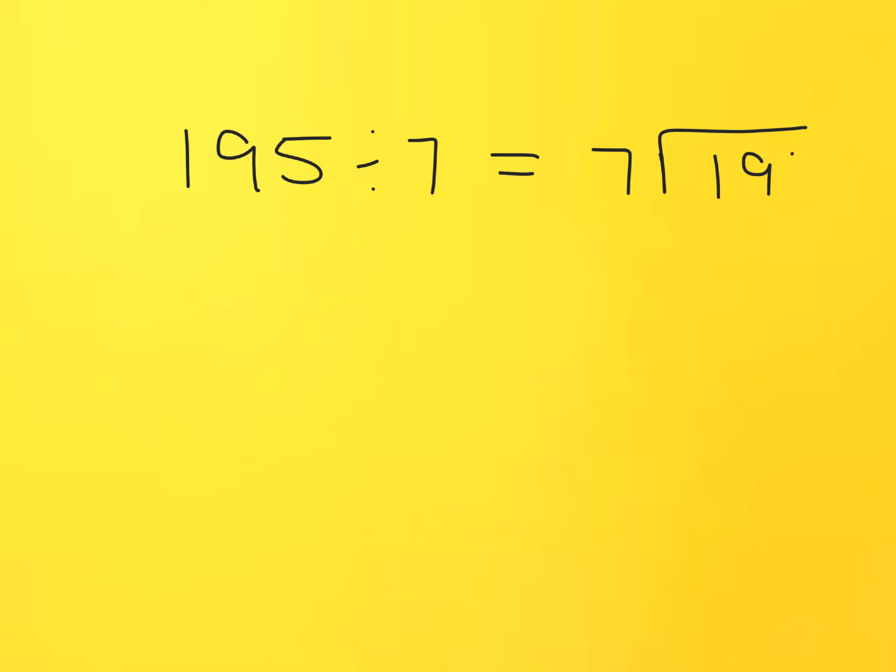Right, time for you to do 195 divided by 7. Remember to set it out properly and to solve. Put the video on pause and we'll see how you go. Well, let's see if you set it out properly. So 195 divided by 7. Perfect.